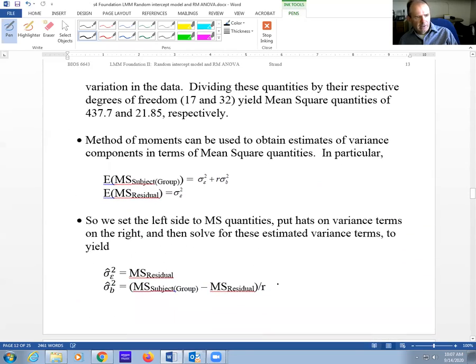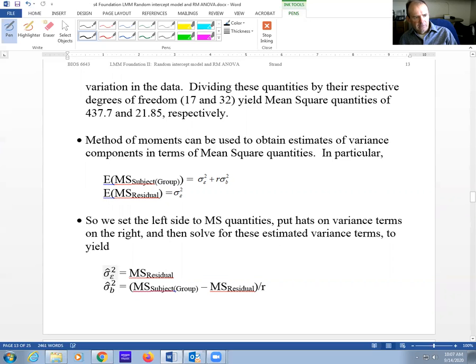This slide talks about how we estimate the variance quantities. If you use the repeated measures approach, we actually use method of moments here. We take the expected mean squares, and we've derived what those should be in terms of the parameters. With the method of moments, you drop the expected value, put hats on the parameters, and then go back and solve.